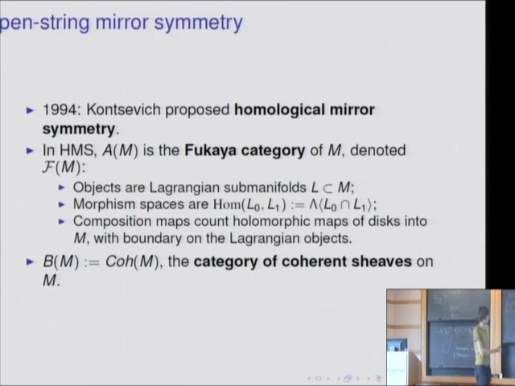We want to look at different symplectic and complex invariants. So here the symplectic invariant is something called the Fukaya category. Its objects are Lagrangian submanifolds of our manifold. These are half-dimensional manifolds on which that symplectic form omega vanishes. Morphism spaces are Lambda modules or vector spaces. Lambda is that Novikov ring I talked about earlier, and they're generated by intersection points between Lagrangians. And composition maps count holomorphic maps of disks into our manifold with boundary on these Lagrangians.